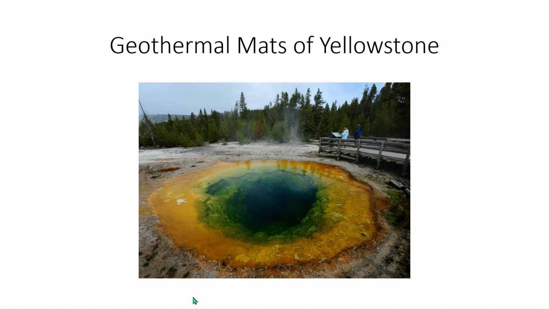If you've ever been to Yellowstone, you've seen in place a Winogradsky column in nature. So these geothermal mats of Yellowstone are an example of such. The brown that you see present here on the edge is due to iron oxide vents, and the green down here is from green sulfur bacteria.